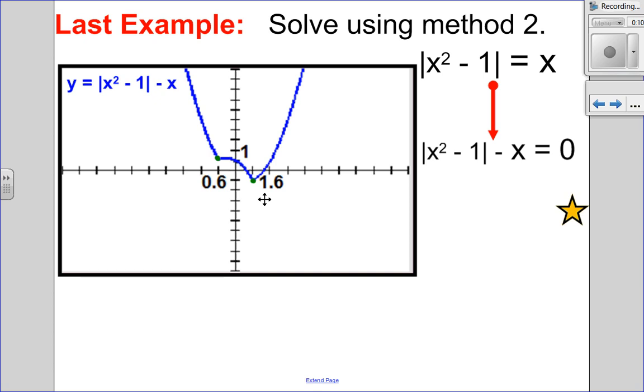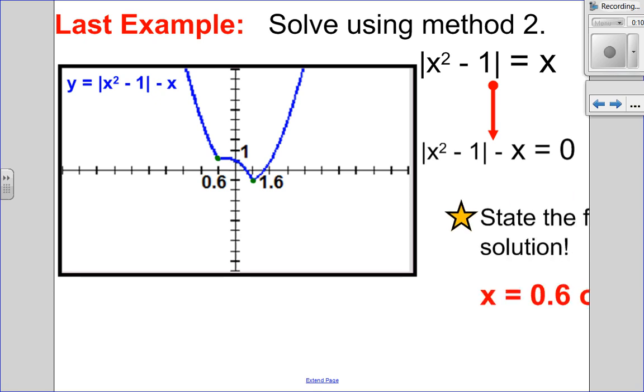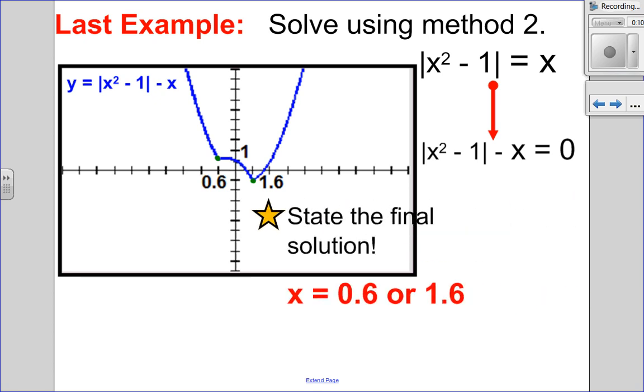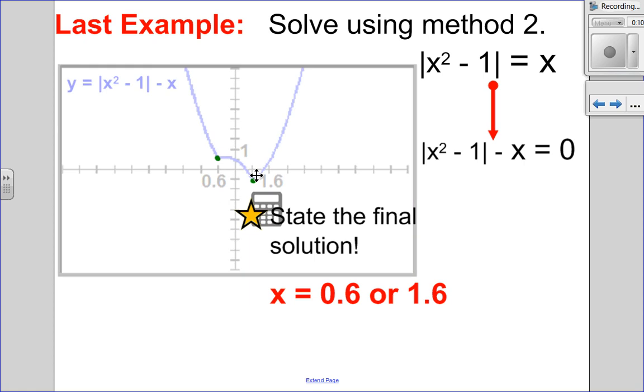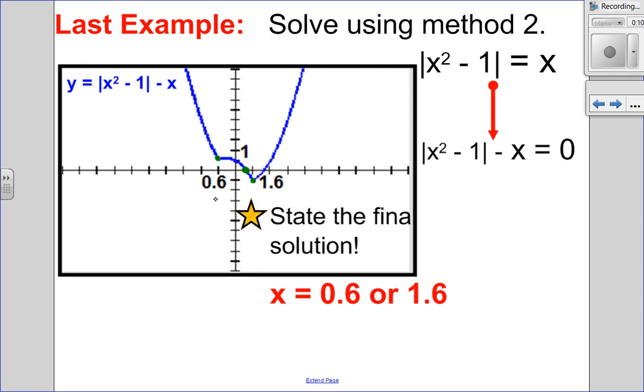So all I have to do now is state my solution, which in this example here is positive 0.6 and 1.6. So 0.6 is this point right here, and 1.6 is that point there. So they're really close together. So those would be my two possible solutions.